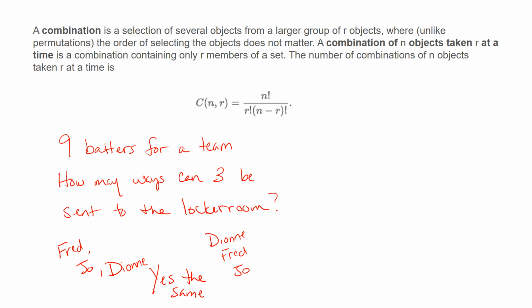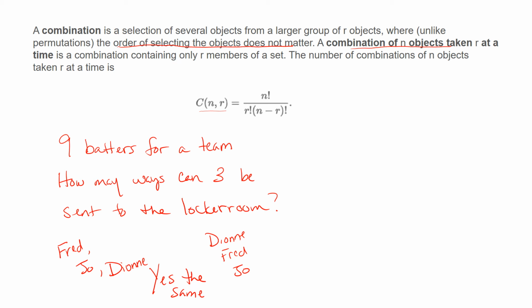So what I'm talking about here is not a permutation. I'm talking about a combination. Okay, so this is what it means: the order of selecting the objects does not matter. A combination of n objects taken r at a time, we write it like this. So I'm going to have n objects I'm pulling from, the 9, and then how many am I going to take out of those 9? I'm going to choose 3.